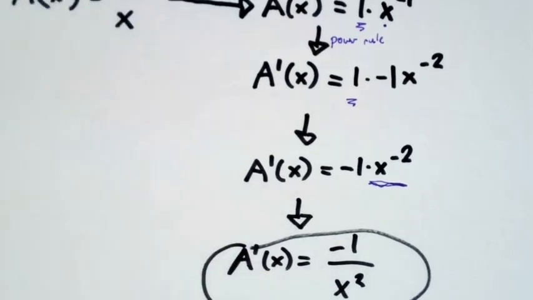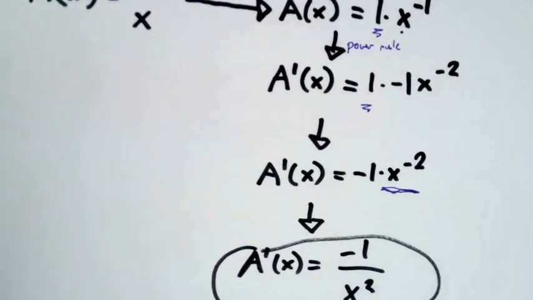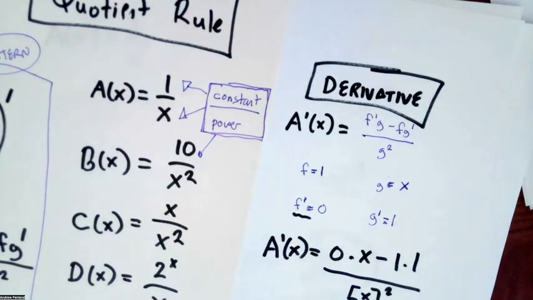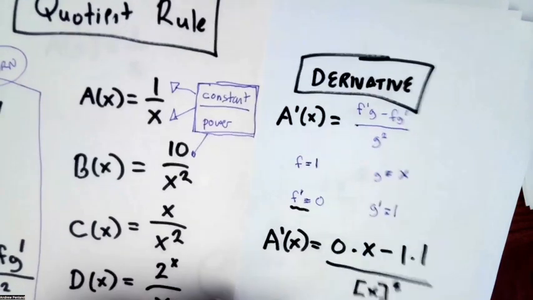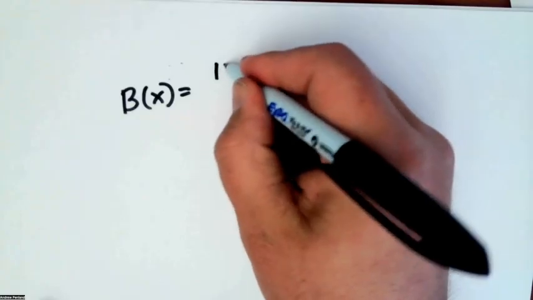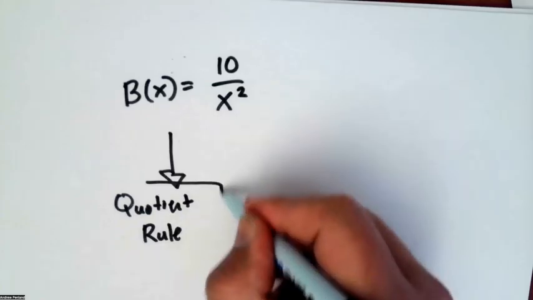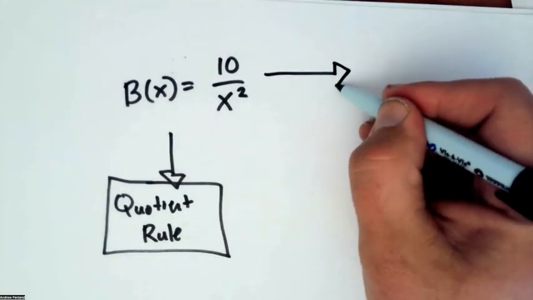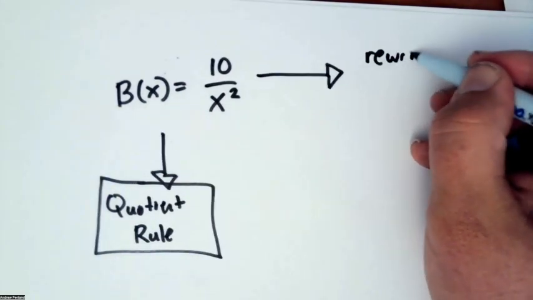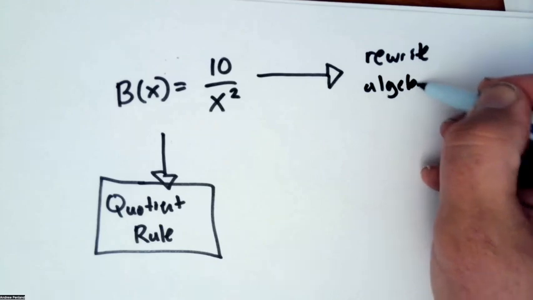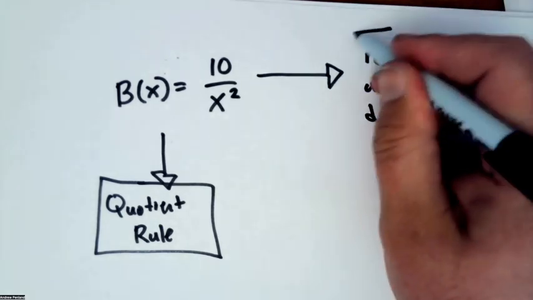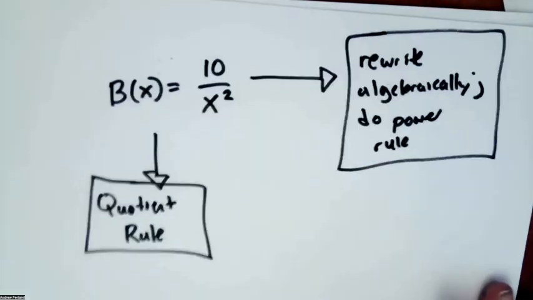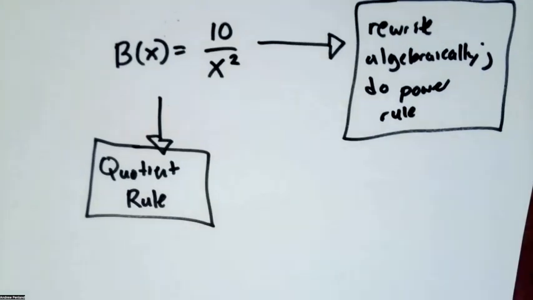Which approach did you think personally was easier once you did both of them? It's totally up to you which one you prefer. 10 over x squared is the same situation. B of x is equal to 10 over x squared. Option 1 is to do quotient rule. The other option is to rewrite algebraically and do power rule. Both of them will get you to equivalent answers, so it's up to you which one you like. Which one do you want to do first?